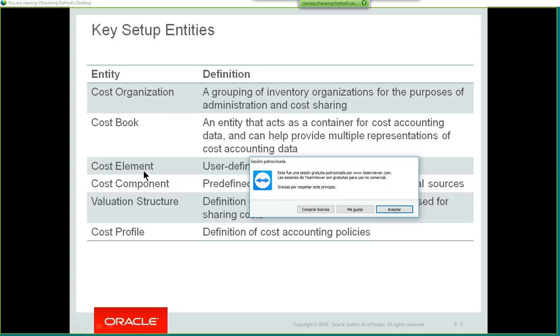You have cost element. Cost element is the lowest level where you can track the cost. It forms the lowest level within the cost accounting application. You store the cost, and cost will be stored at the cost element level. You could have material, resources, material overhead, resource overhead, and profit in inventory. So these are the cost element types, and based on those cost element types, you can have your user defined cost elements.